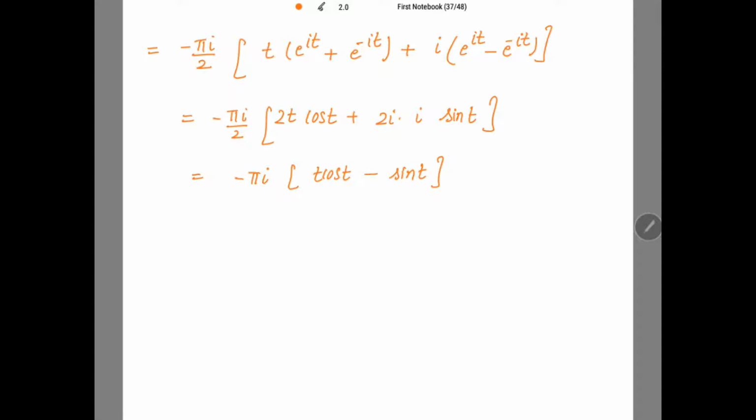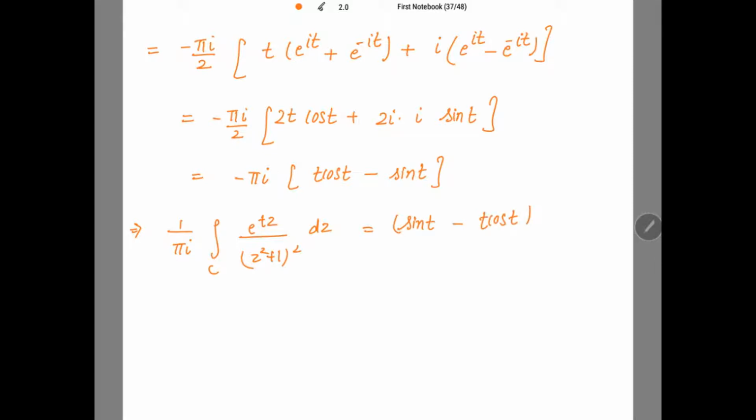So here I am having 1 over pi iota. I took this pi iota over to the other side of the integral, so the integral of e to the power tz over (z square plus 1) whole square dz is equal to, taking the minus sign inside, sin of t minus t cos of t.